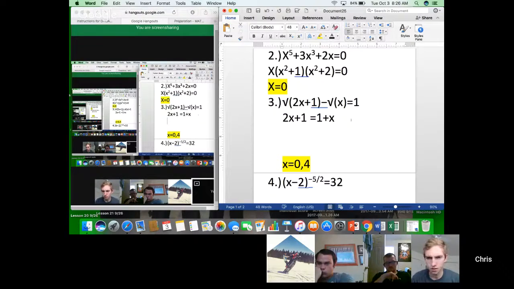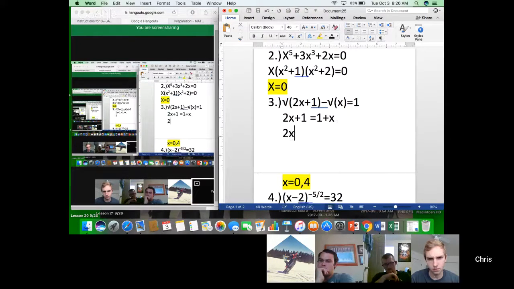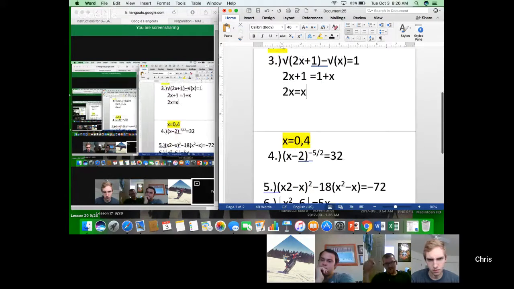Oh, and you can subtract the 1 over here. Yeah. Maybe 2x equals x. But then I don't know what you'd do from that point. Subtract the x and then x equals 0. I mean, x does equal 0. True. But then where?